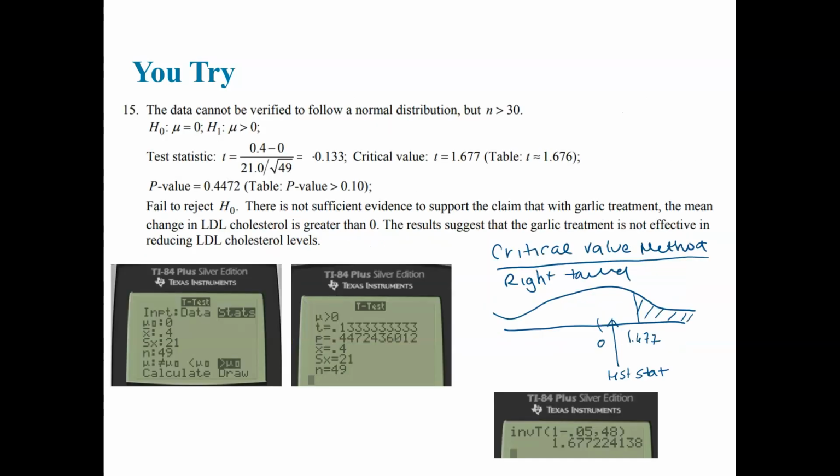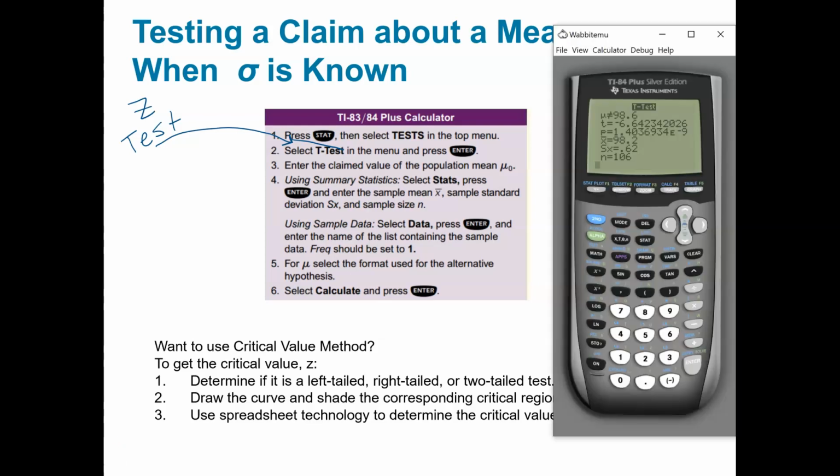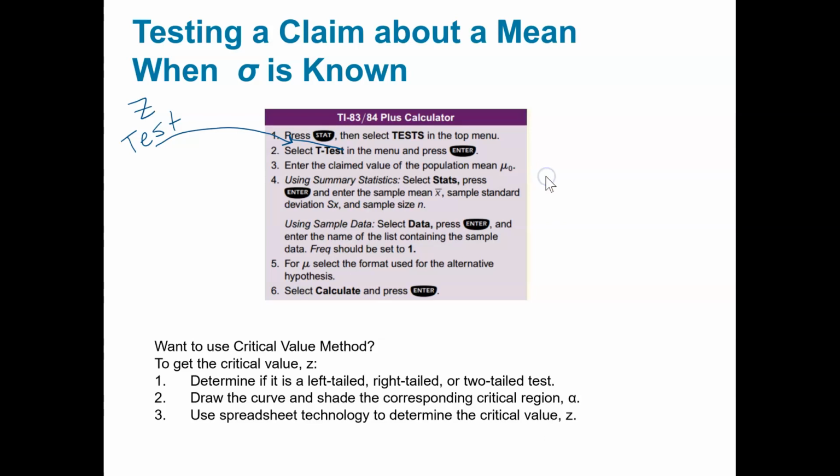And there's the solution. And finally, the only difference to everything we just did is if the sigma is known, instead of clicking t-test, you're going to click z-test because you know the sigma. And you can see right there, it asks for the sigma. And that's the only difference between knowing the sigma and not knowing the sigma. And that concludes section 8.3.